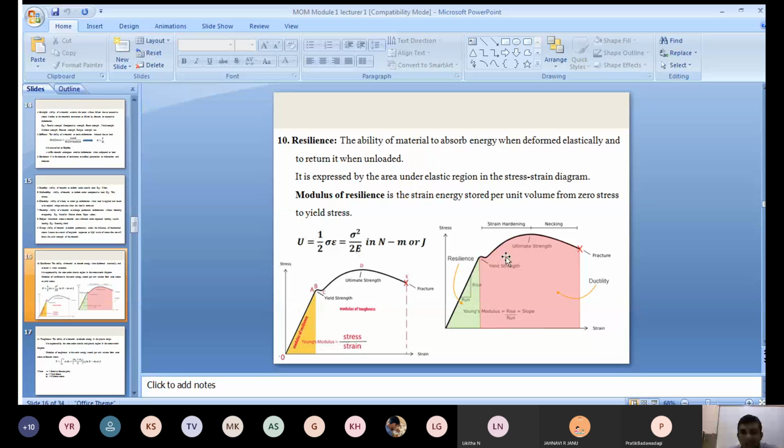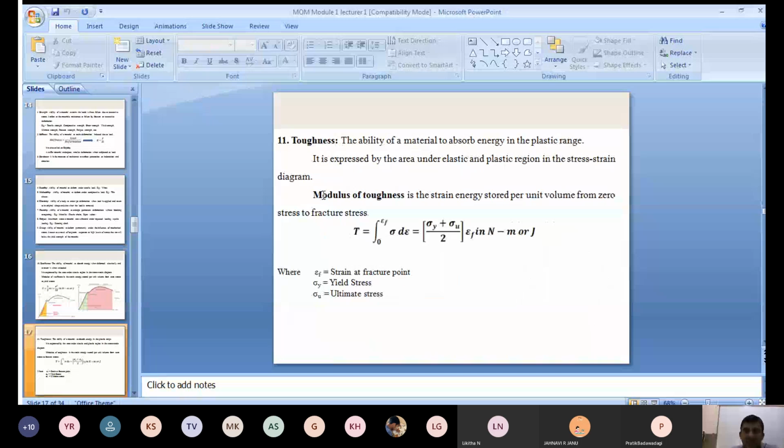Toughness means the area under the complete stress-strain curve, the elastic region and the plastic region. That is called the ability of a material to absorb energy when deformed elastically and plastically. Right? That is called toughness, which we define with respect to unit volume. That is called modulus.